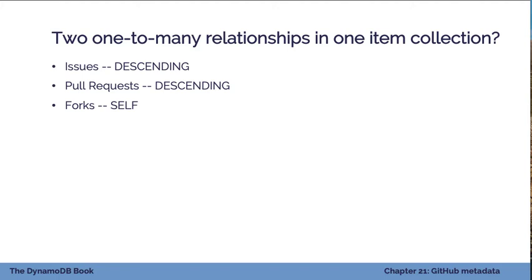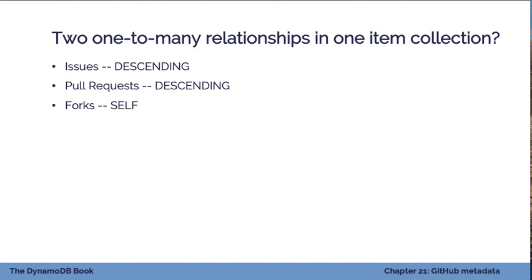A fork is itself a repo, so we're not going to be able to model a fork in that relationship in that main primary key, because for someone else that's actually going to be a repo, and then for some people that's going to be looked at as a fork. So it doesn't look like we'll be able to handle 2 one-to-many relationships in one item collection here.